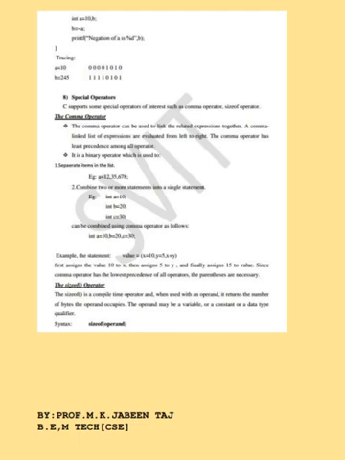Now let us see special operators. C supports some special operators of interest such as comma operator, sizeof operator. The comma operator can be used to link the related expressions together. A comma linked list of expressions are evaluated from left to right. The comma operator has least precedence among all operators. It is a binary operator which is used to separate items in the list.